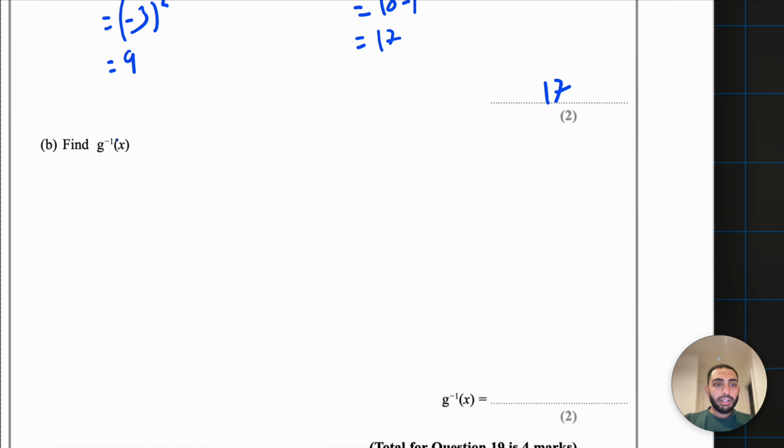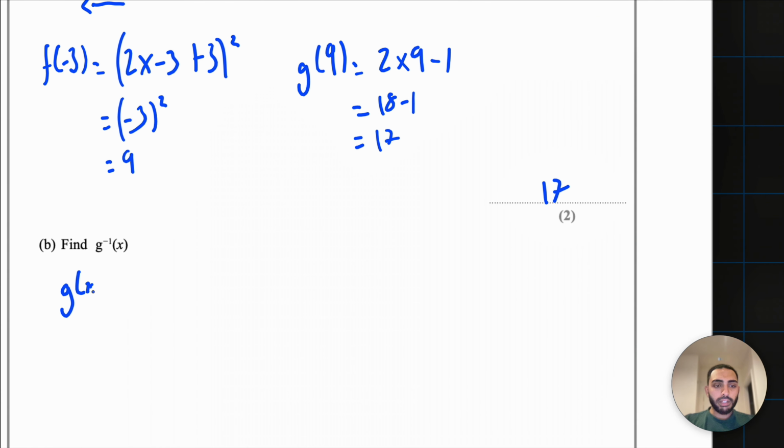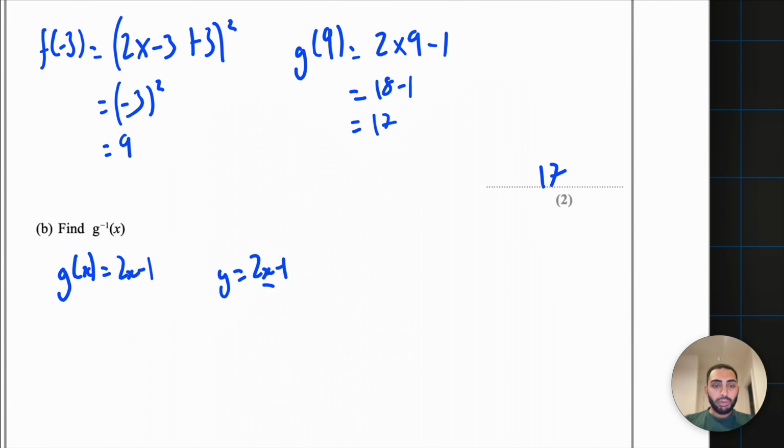Part B, find the inverse of g of x. So g of x is this. g of x is 2x minus 1. The way I do this, I'm going to set this equal to y, and I'm going to rearrange this so that x is the subject. So x is being multiplied by 2 and we're taking away 1, so we're going to add 1 first.